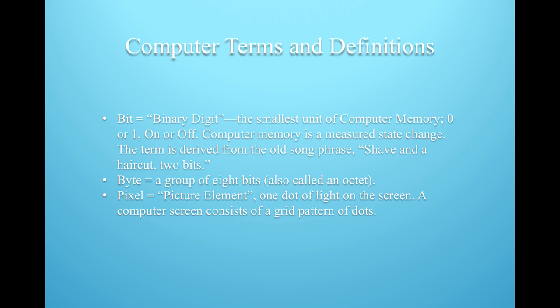A pixel is a picture element, which is one dot of light on the screen. A computer screen consists of a grid pattern of dots.